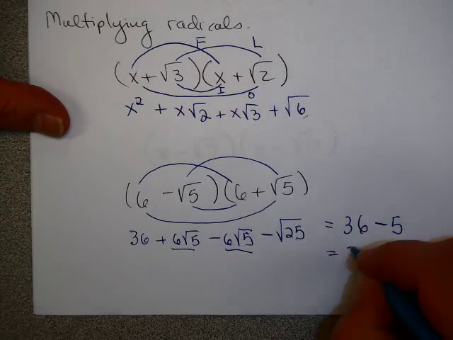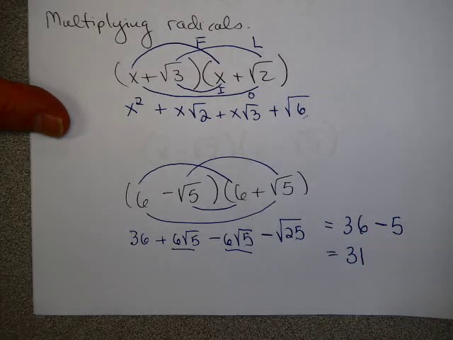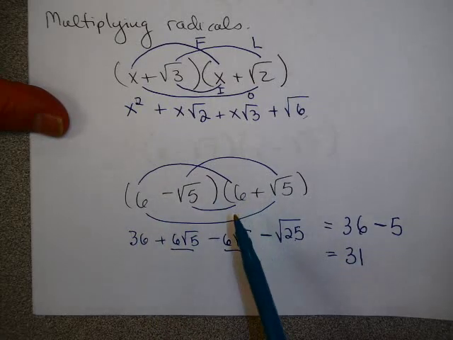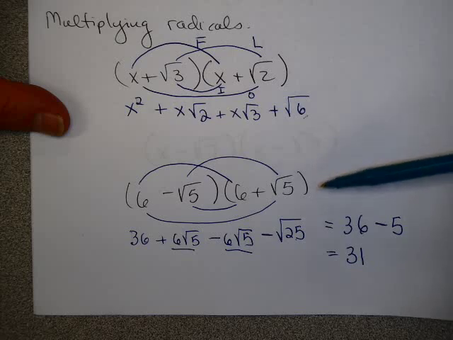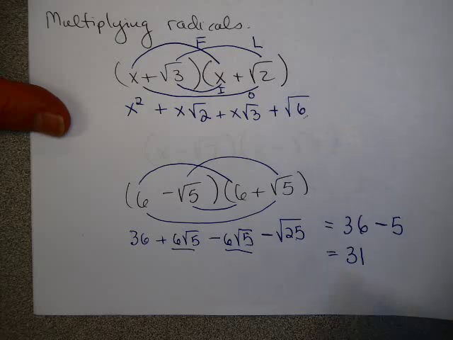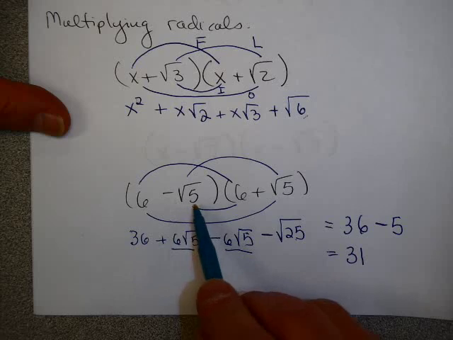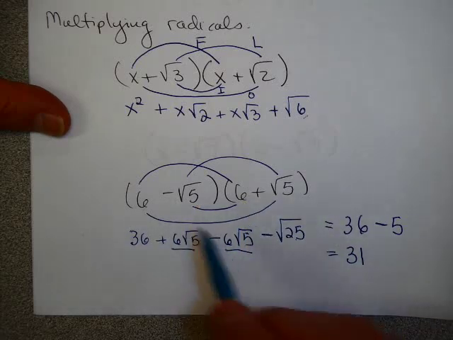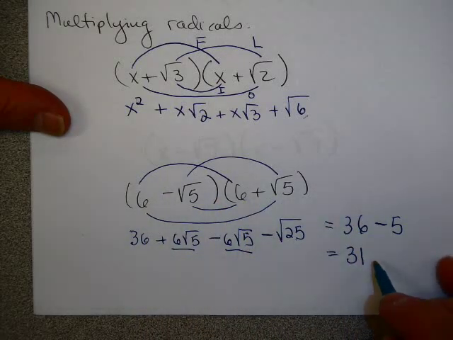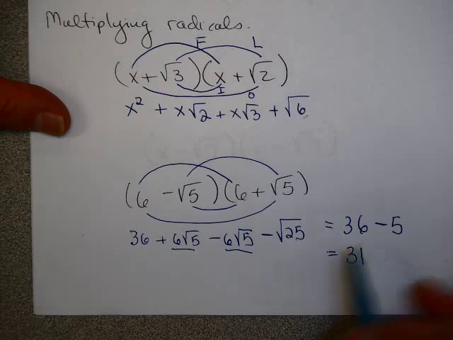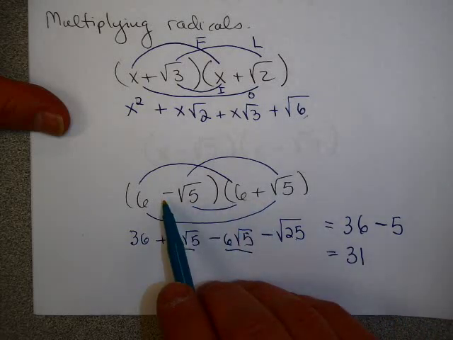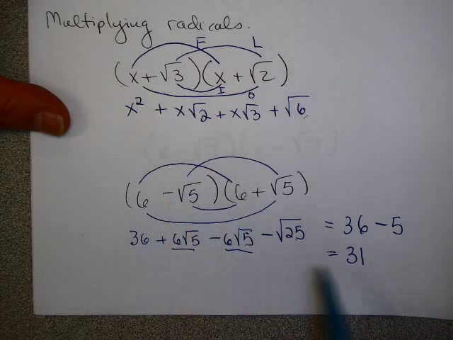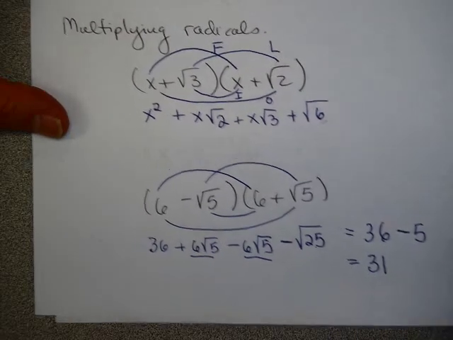36 minus 5, of course, is 31. You notice that you may have done something like this before. This looks an awful lot like what we did with complex numbers. You might remember the problems 2 minus 3i and 2 plus 3i, and when I multiplied those two together, I ended up with a real number. Now these are already real numbers, but this answer is a whole number that doesn't include any radicals. So that's kind of interesting to note.